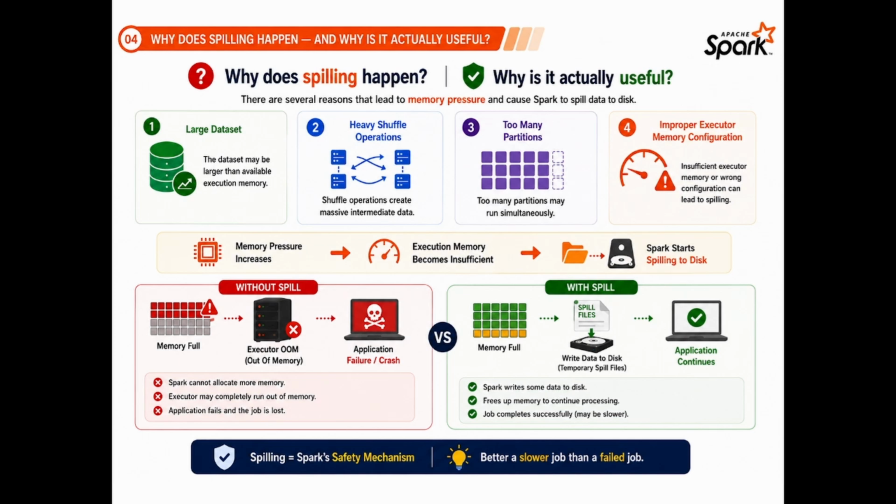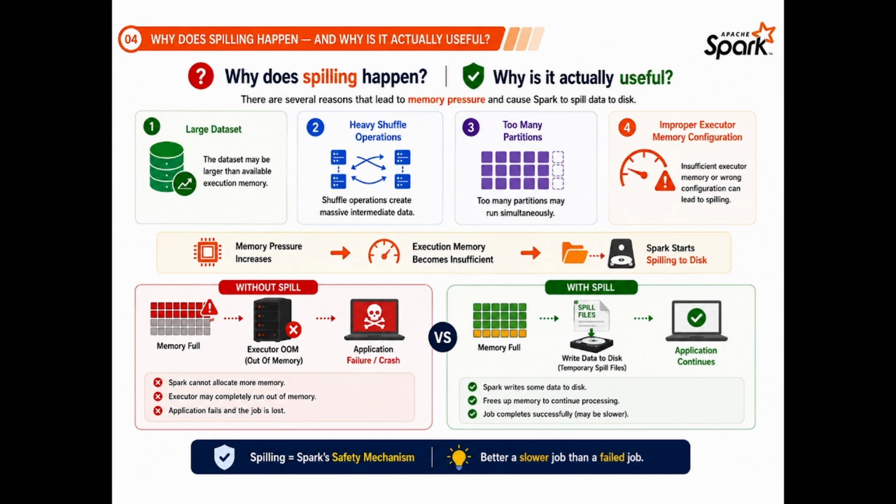Now that we understand what spilling is, the next question is obvious. Why does spilling happen in the first place? There are several common reasons. Sometimes the data set is simply larger than available execution memory. Sometimes heavy shuffle operations create massive amounts of intermediate data. And remember, during a shuffle, Spark redistributes data across executors, which means large temporary data structures need to be created. Spilling can also happen when too many tasks are running simultaneously, or when executor memory is not configured appropriately for the workload.